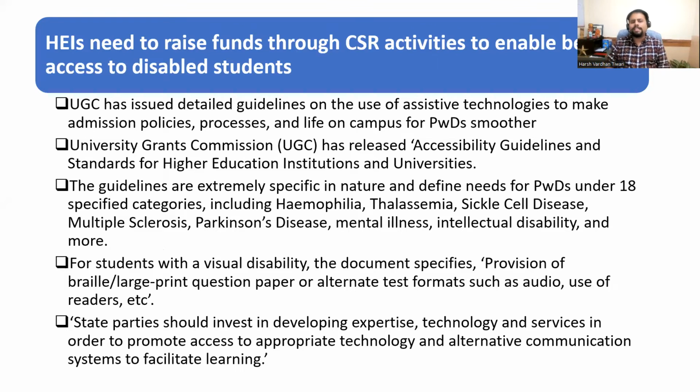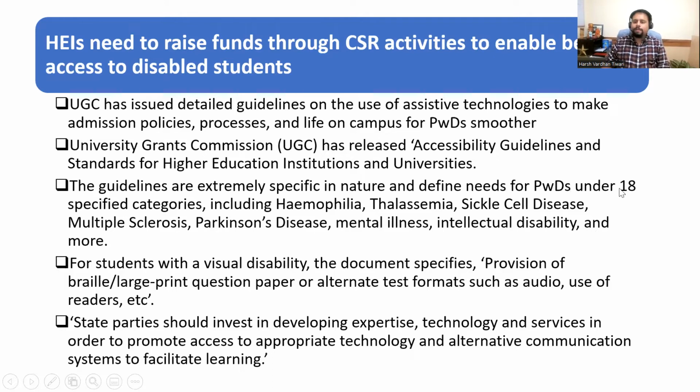So UGC has laid down detailed guidelines on how assistive technology should be used, even while making admission policies, processes, and on the life of campus, so that the life of students who are disabled becomes smoother. So these guidelines have been released by the University Grants Commission, and these guidelines are very, very specific in nature, and I completely laud this part from the University Grants Commission.